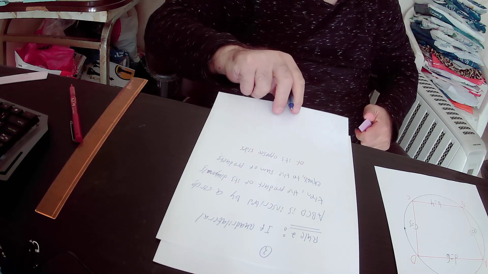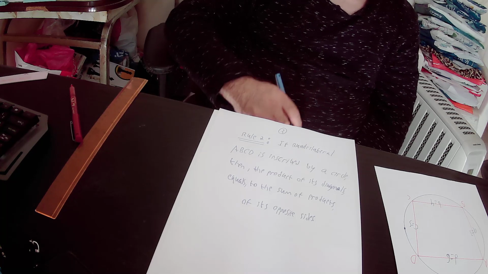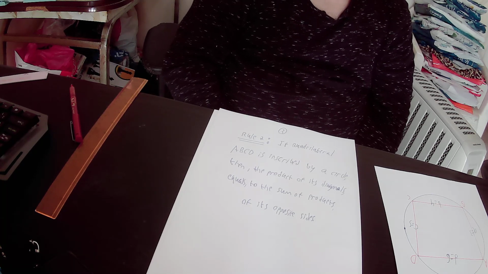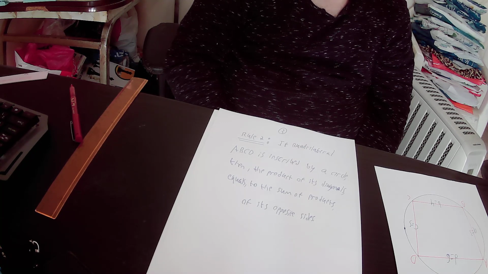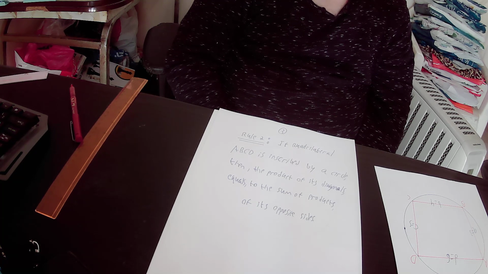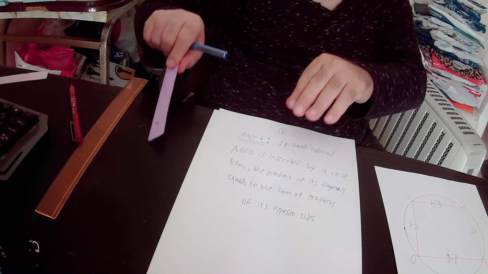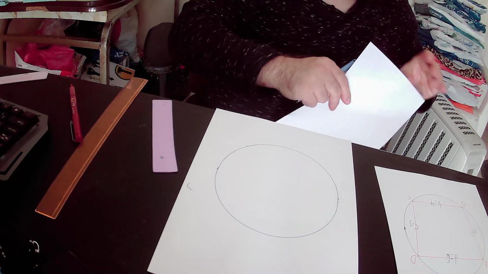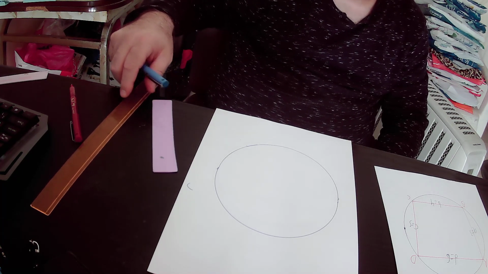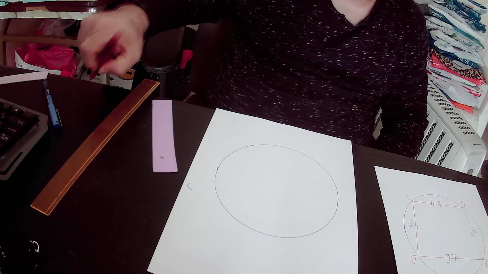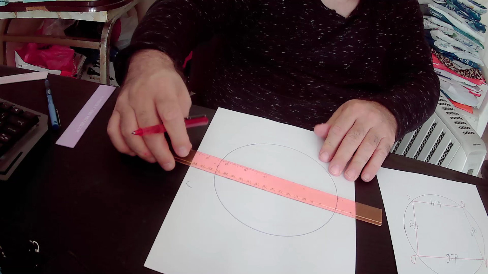So I will repeat rule number 2 again. Rule number 2 states that if quadrilateral ABCD is inscribed by a circle, then the product of its diagonals equals the sum of the products of its opposite sides. So what is the meaning of rule number 2? The meaning of rule number 2 is that if you have this circle, you have quadrilateral ABCD. Quadrilateral ABCD is inscribed by this circle.